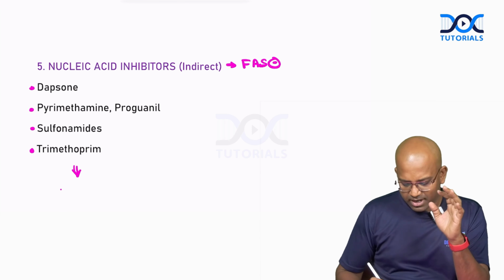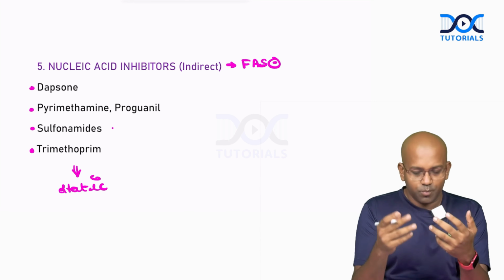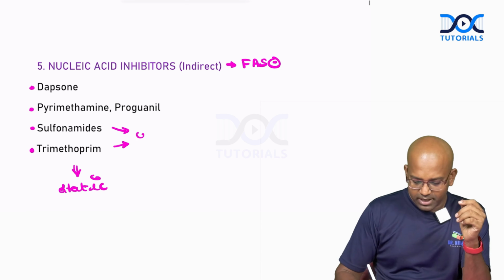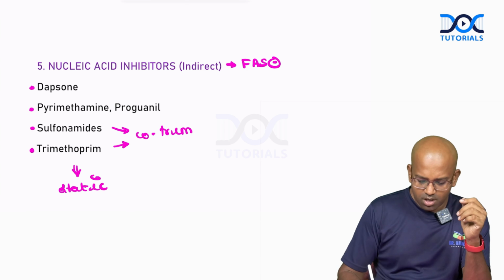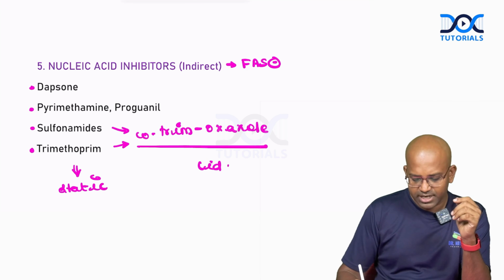Again, bacteriostatic or bactericidal? All these drugs are bacteriostatic in nature. Again, we have one more exception. That exception is the combination of sulfonamide with trimethoprim, guys, and the drug name is cotrimoxazole. This drug is going to be bactericidal in nature.